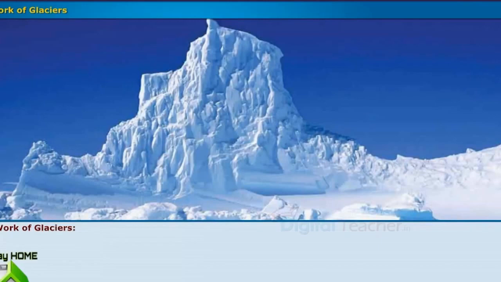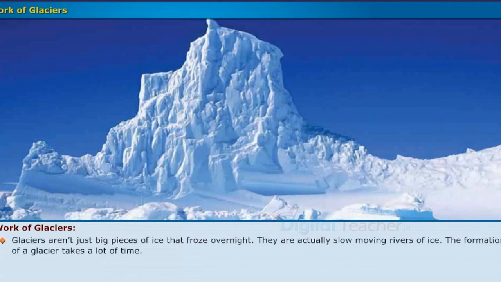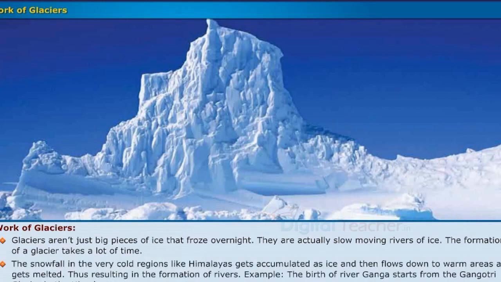Now, let us see the action of glaciers on the lithosphere. Glaciers aren't just big pieces of ice that froze overnight. They are actually slow-moving rivers of ice. The formation of a glacier takes a lot of time. The snowfall in the very cold regions like the Himalayas gets accumulated as ice and then flows down to warm areas and gets melted, thus resulting in the formation of rivers.